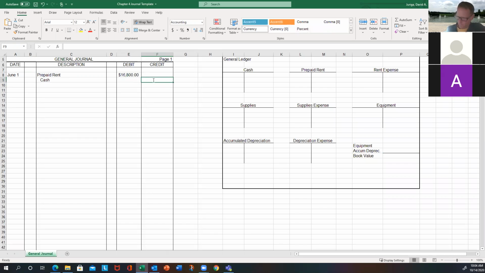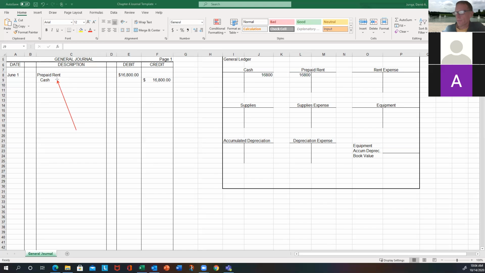And again, that's going to be for the $16,800. So at this point, this is something that you would have done even in Chapter 4. So this is how you do your original journal entry. Now, of course, when you go to post it, you go to your ledger. And I'm using the T account visual for our ledger. So we put that $16,800 as a debit to prepaid rent and a $16,800 credit to cash. So at this point, nothing's really new because I'm just showing you the journal and ledger aspect of it.